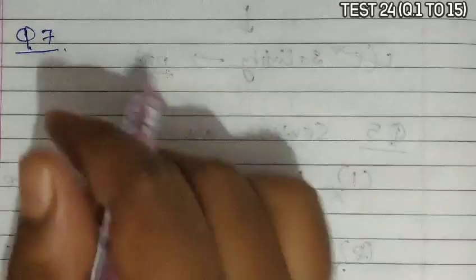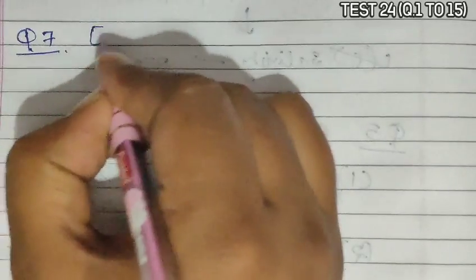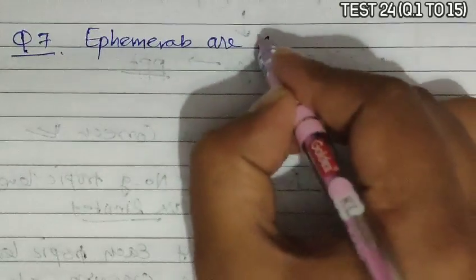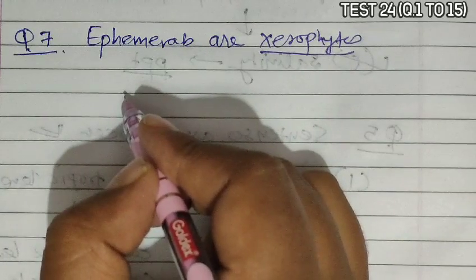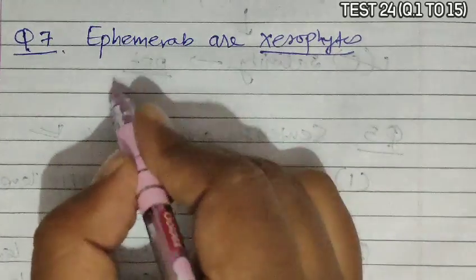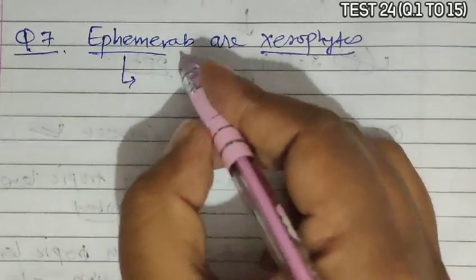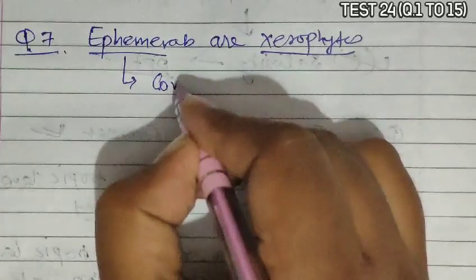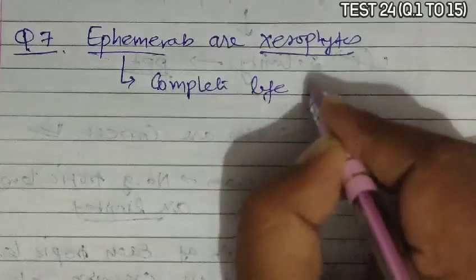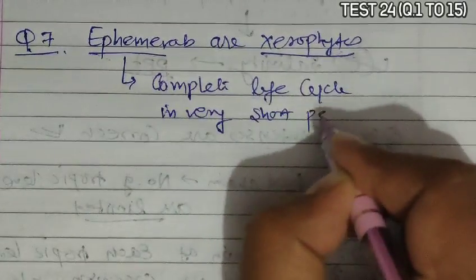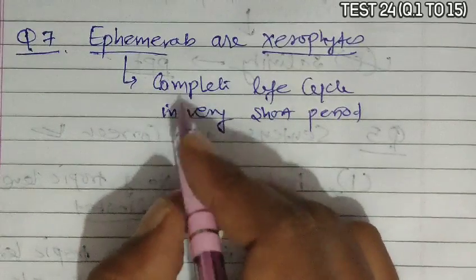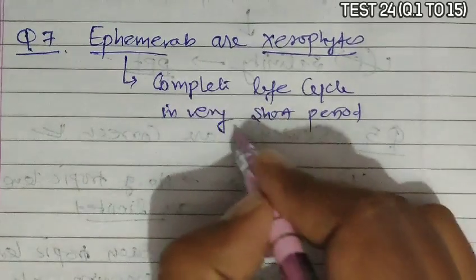Next is question 7. Question 7 asks that ephemerals are xerophytes that are. Xerophytes means dry, water losing plants. So ephemerals are those which complete their life cycle in a very short period. So they evade or escape a dry season.